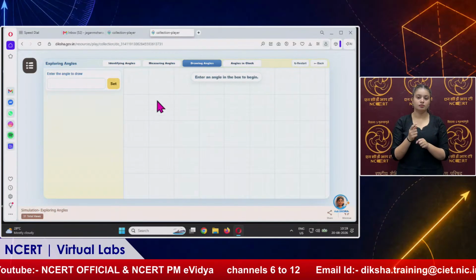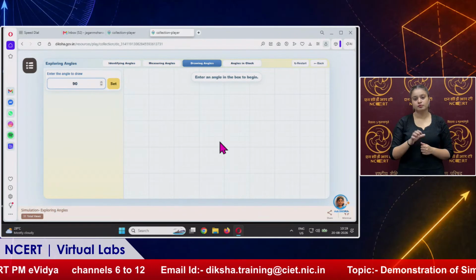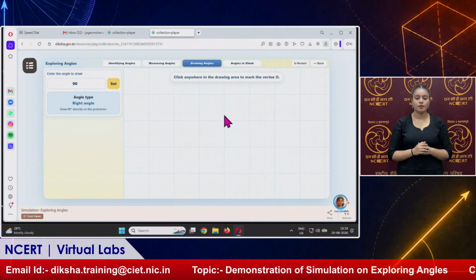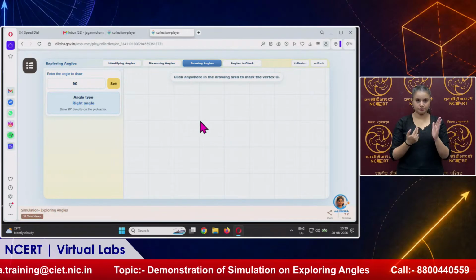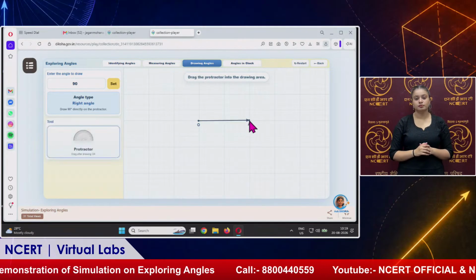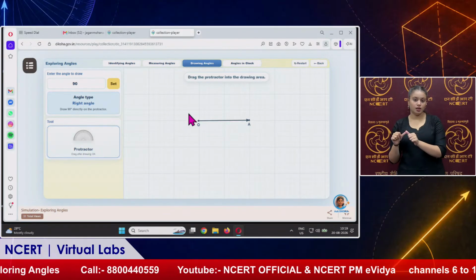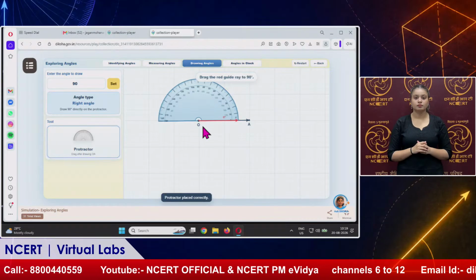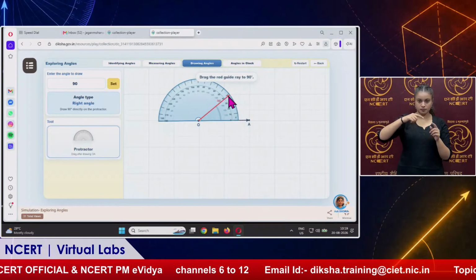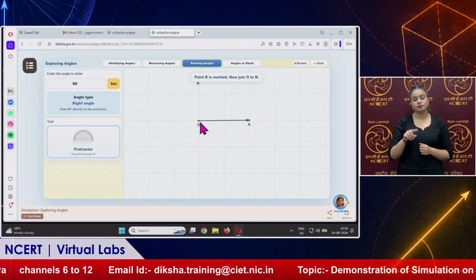I will show one more time. First we have to set the angle. Here I want to set 90 degrees, exactly a right angle. Then it asks to put the cursor anywhere on the workspace. I have marked the vertex and the first arm as OA. Then I have to ensure the vertex is exactly on the midpoint of the protractor, and now I move the second arm up to 90 degrees. So this is exactly 90 degrees.